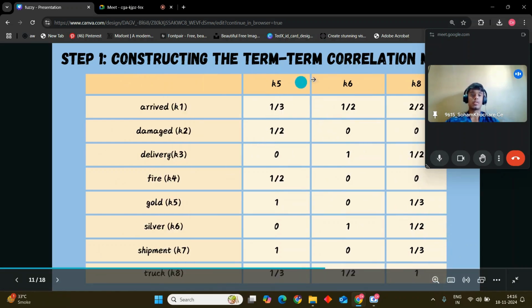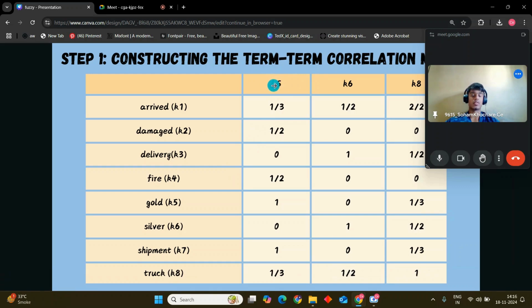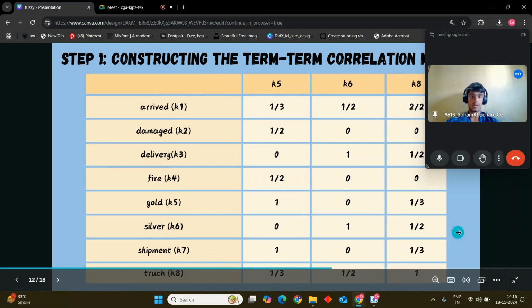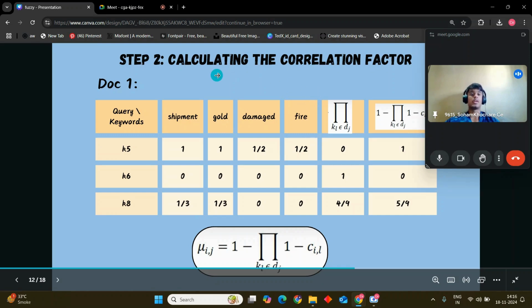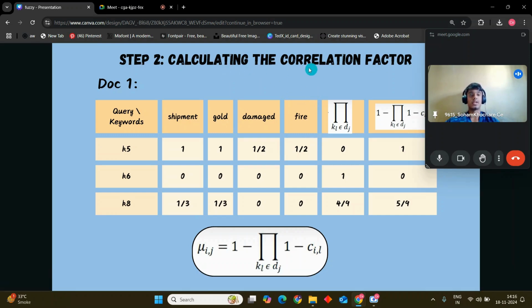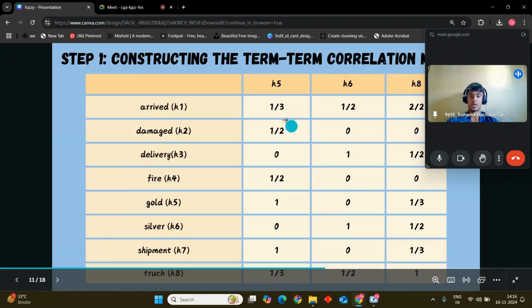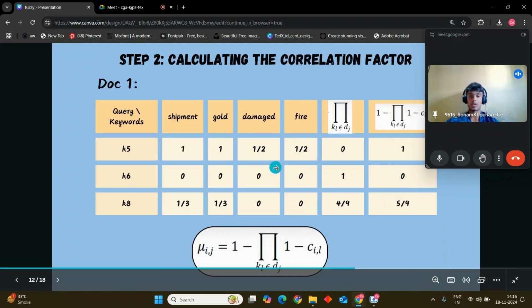Then we map all the queries, which is K5, with query words, which are K5, K6, K8, with all the keywords. Then we calculate all the correlation factors for each of these documents. For document one, the keywords in document one are shipment, gold, damaged, and fire, and the query keywords are K5, K6, K8. So we basically just take out all these values and we put it over here.